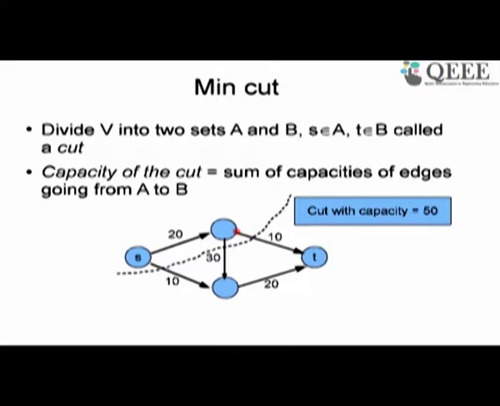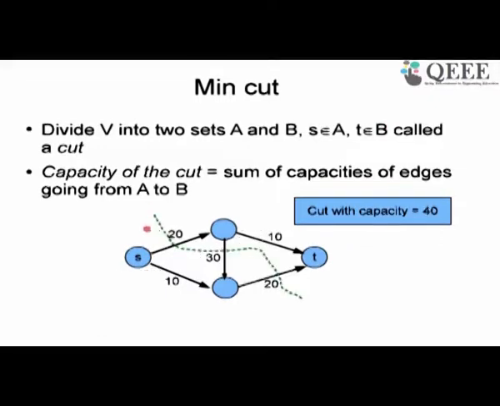You can see in this case, this cut cuts three edges: this edge, this edge, this edge, and all of them are going from A to B. The total capacity of these is 10 plus 30 plus 10, which is 50. So this is a cut with capacity 50. Now I can draw another cut line. Here is another cut line.